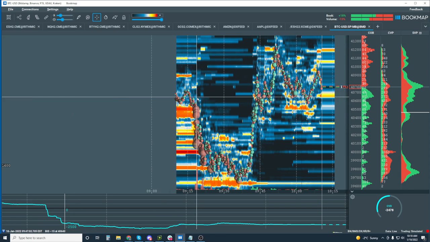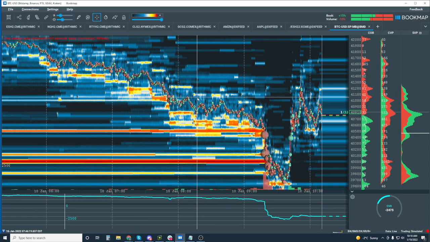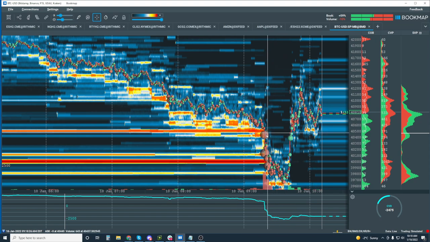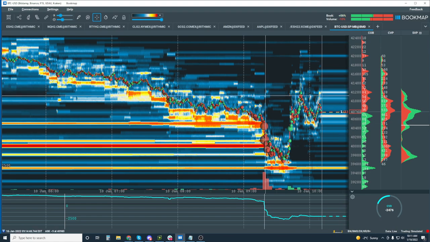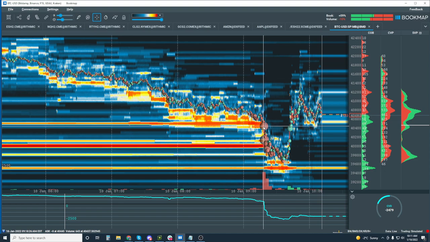Let's see here. Looking at Bitcoin as well, big drop in Bitcoin. This is Bookmap data here. It's a multi-book, so you're looking at five different exchanges here: Bitstamp, Binance, FTX, GDAX, and Kraken, all within one symbol. It's a synthetic instrument with five different exchanges to give you a much clearer picture of what's really going on, since there are multiple exchanges within Bitcoin and all the different cryptocurrencies.